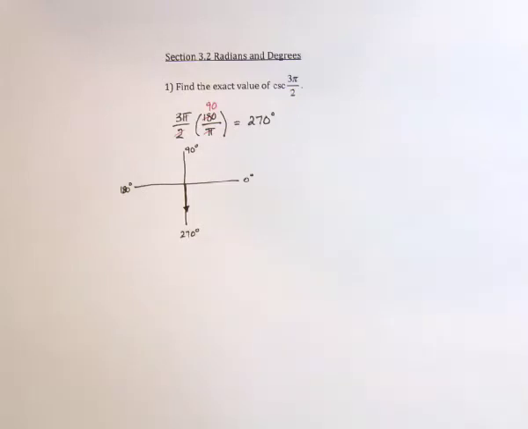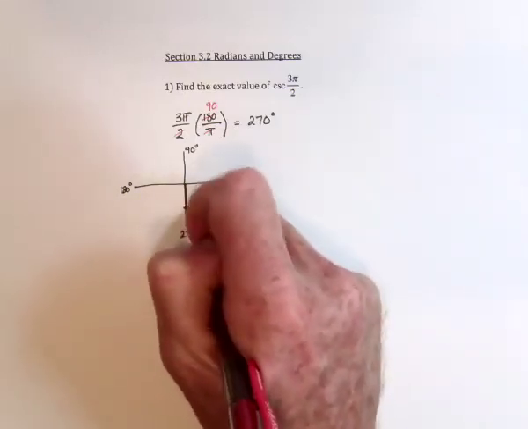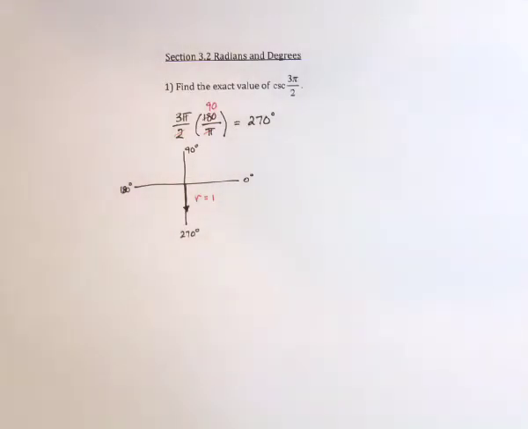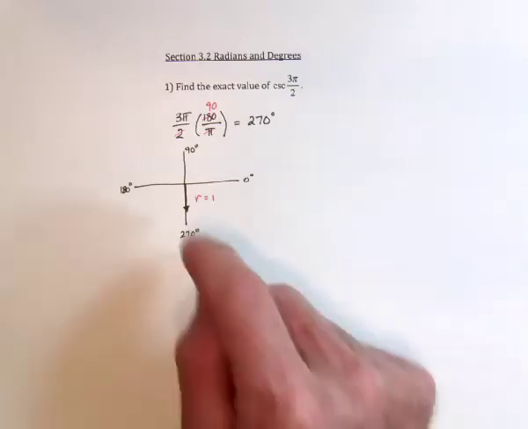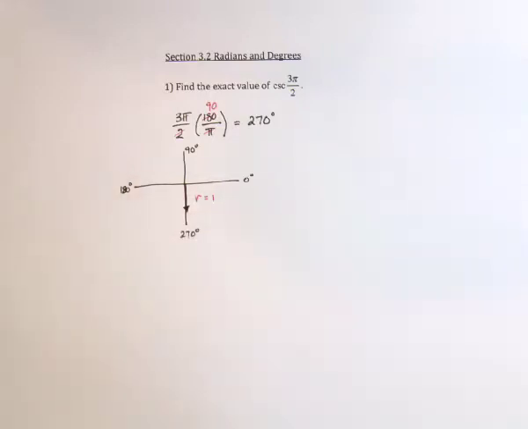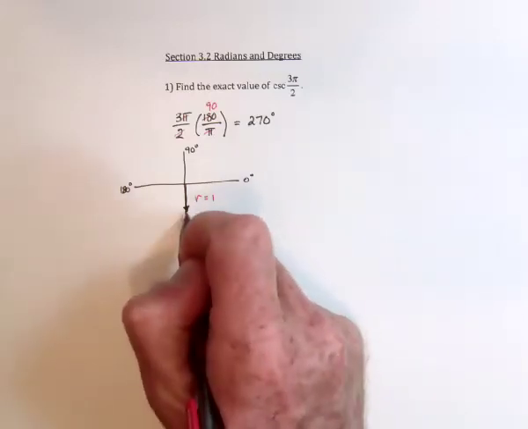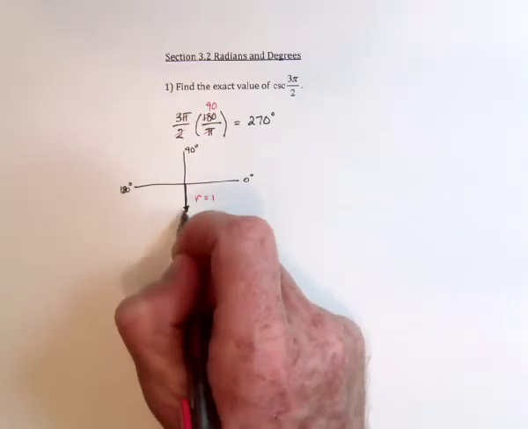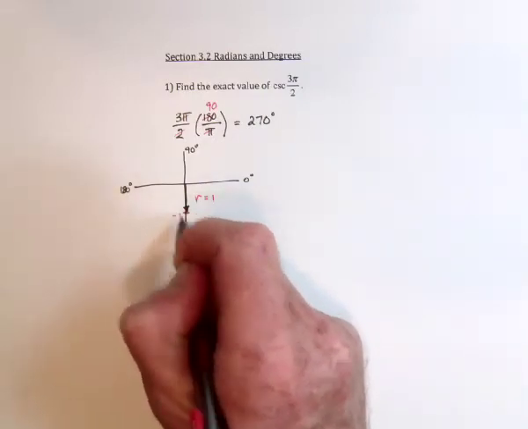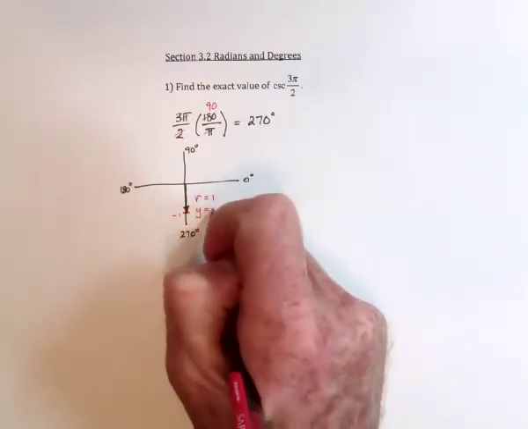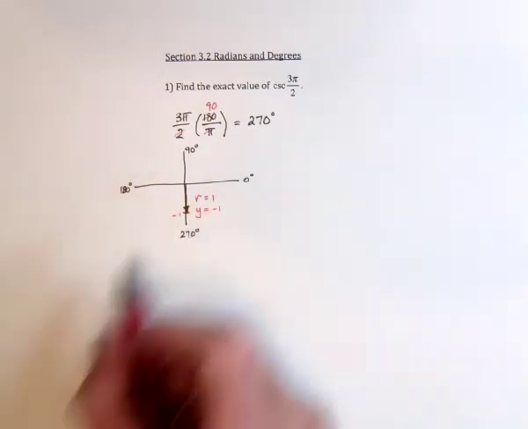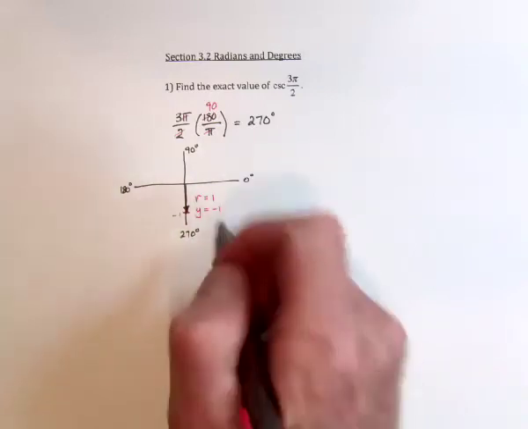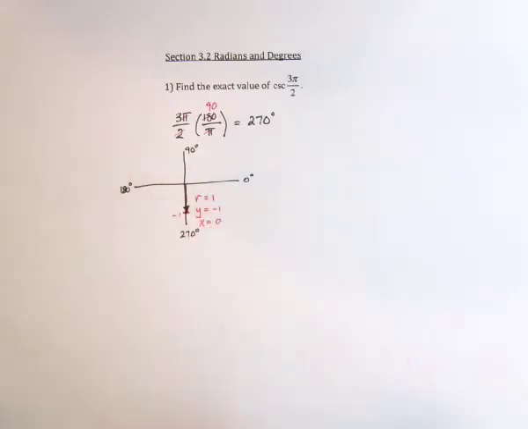So I can say, well, I can let r be, for example, 1. You can let it equal 101 if you want. It just needs to be some length. And then, once I've done that, I know that this is the negative y-axis. So if I went down a length of 1, that means I'm down here at negative 1. So y is equal to negative 1. And as far as x goes, we didn't go left or right, so x is equal to 0. And now we could find any trig function that we want.